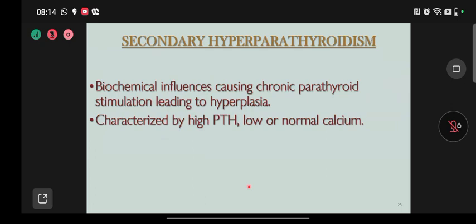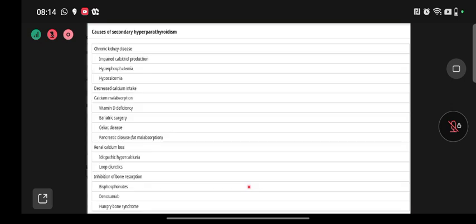Coming to secondary hyperparathyroidism, the biochemical influences cause chronic parathyroid stimulation leading to hyperplasia, and in this there is a high PTH along with low or normal calcium. Causes of secondary hyperparathyroidism are chronic kidney disease, in which impaired calcitriol production, hyperphosphatemia and hypocalcemia are there, decreased calcium intake, calcium malabsorption, renal calcium loss, in which loop diuretics are there, and use of anti-absorptive drugs, bisphosphonates and denosumab, which cause secondary hyperparathyroidism. There is an inhibition of the osteoclastic activity, due to which the hyperparathyroidism is there.